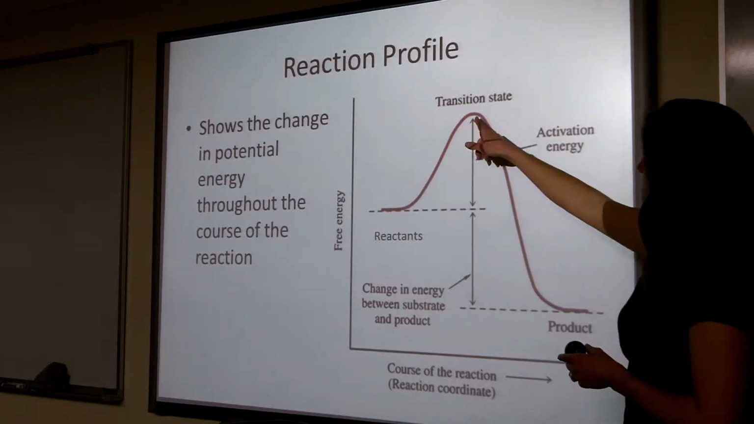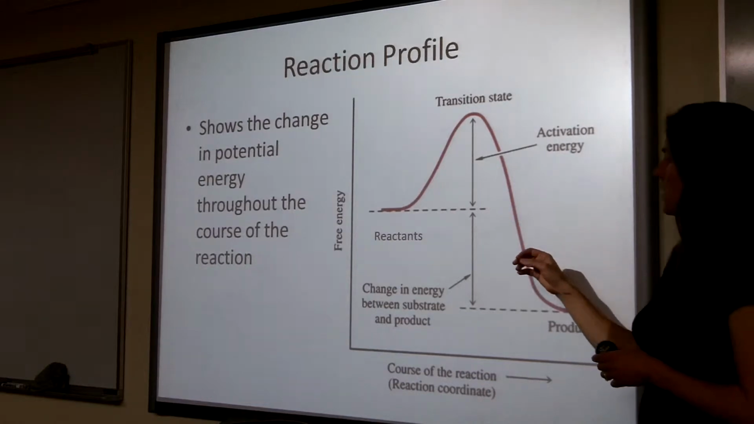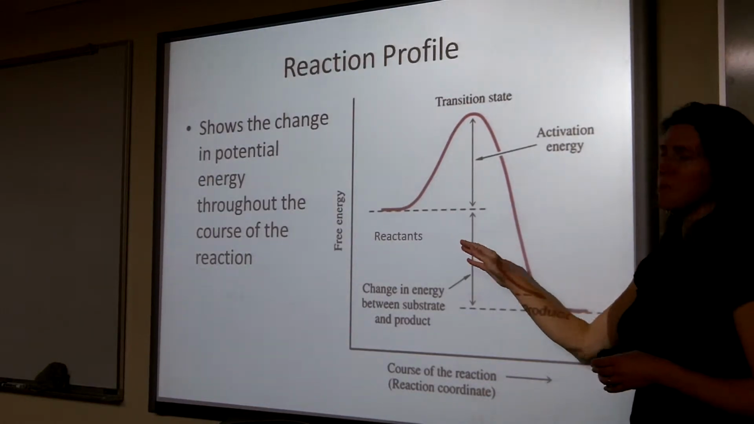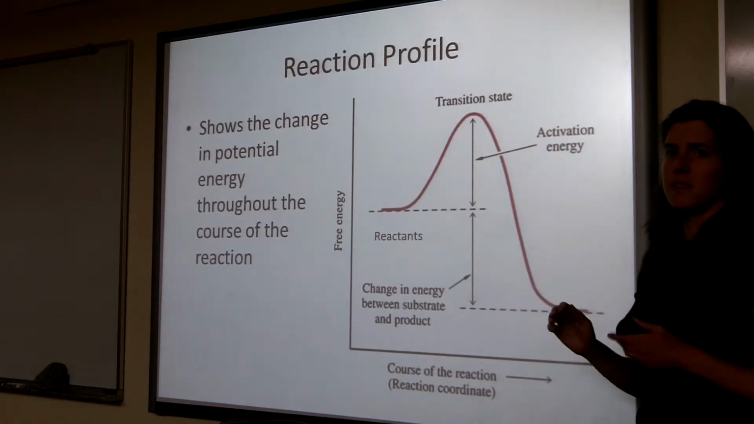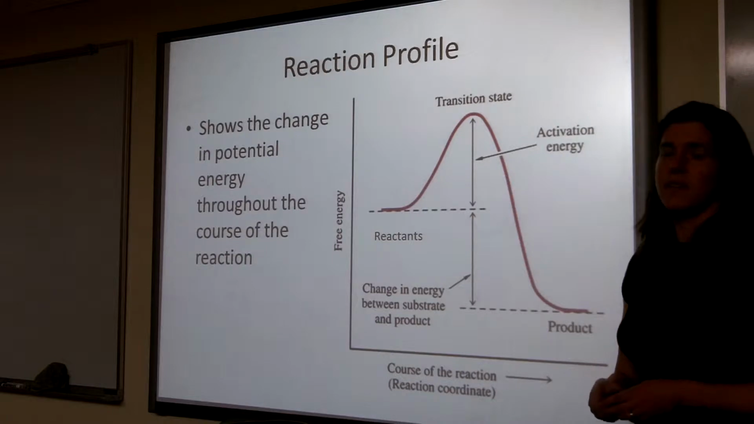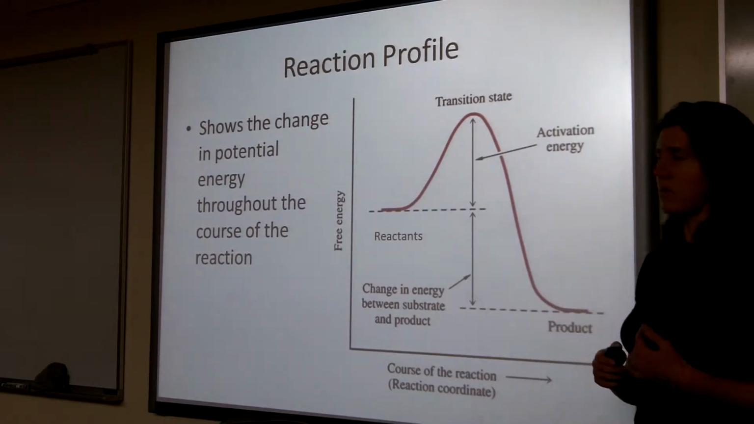And then this peak point we call the transition state, so that's that high energy state where you're in between being a reactant and being a product. So some of your bonds are breaking, you're forming some new bonds. That in between is called the transition state. It's different from an intermediate, which we will talk about later. So transition state, different from intermediate.